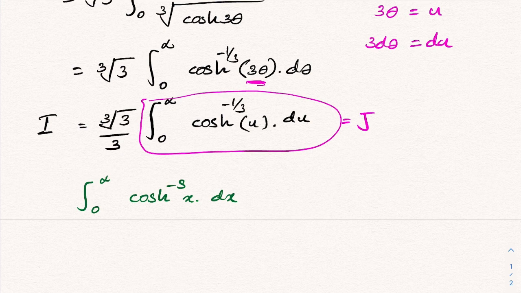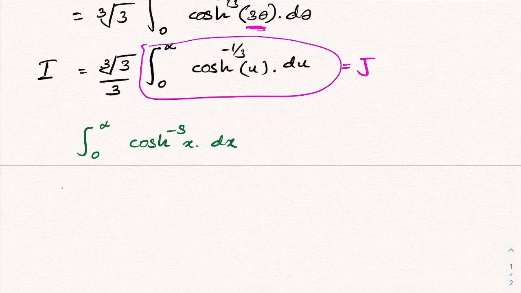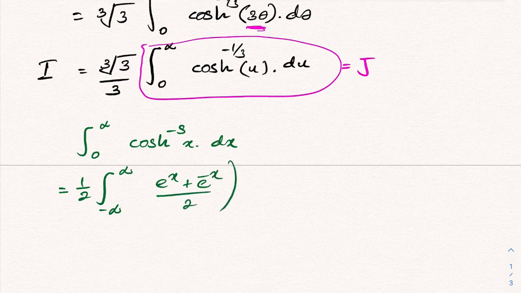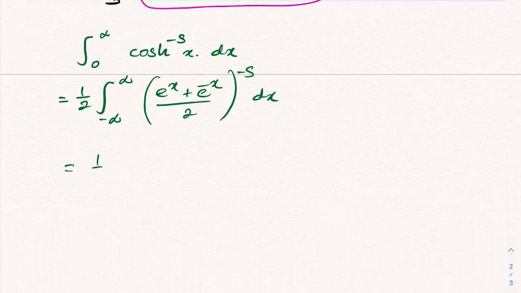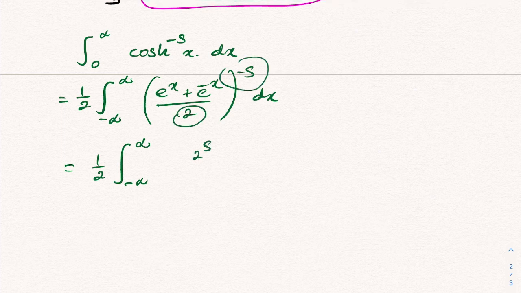Well, how to begin? Okay, first I'm going to write here 1/2. Now I'm going to change the limit to minus infinity to infinity. Then hyperbolic cosine of x we know is e to the x plus e to the minus x over 2, raised to the minus s, dx. Then here 1/2 integral from minus infinity to infinity. Now here 2 raised to minus s, so we can write 2 to the s over e to the x plus e to the minus x raised to the s power dx.